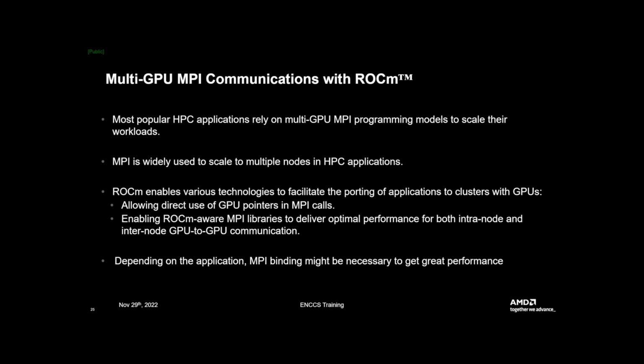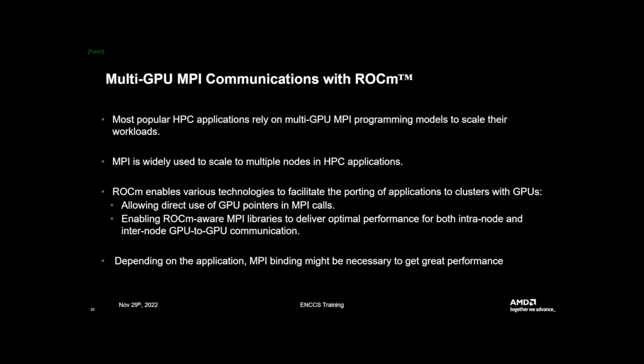But to be able to achieve great performance, you need to use a ROCm aware MPI. ROCm itself enables various technologies to facilitate the porting of applications to clusters. These technologies are already embedded in ROCm, and it allows direct use of GPU pointers in MPI calls.